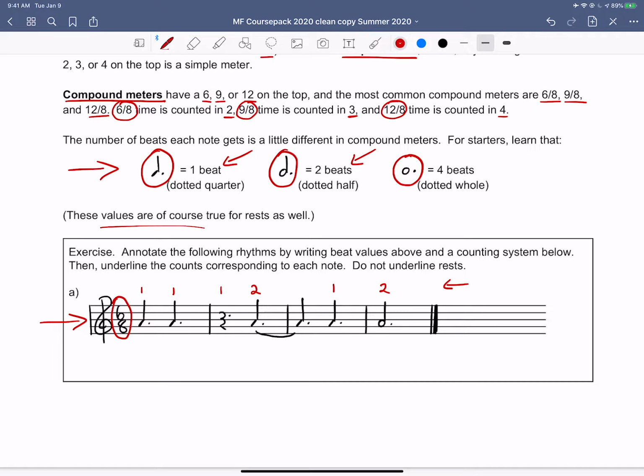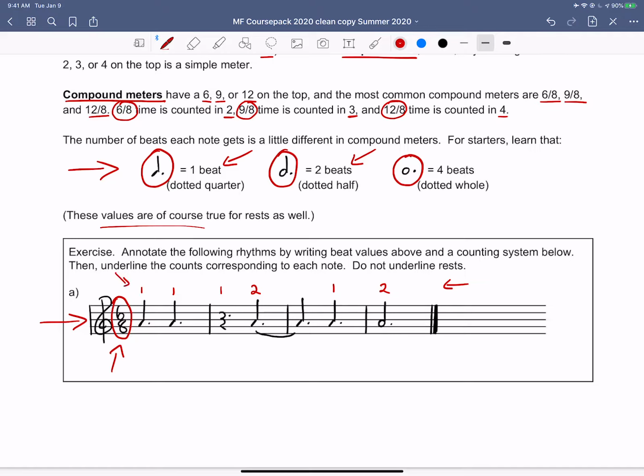So we're just going to count numbers. We don't need to worry about the "and"s or anything fancy like that. Now, given that we are in 6/8 time, remember it's a compound meter, so you take that top number and divide it by 3 to figure out how many beats you're counting per bar. So yes, 6 divided by 3 gives you 2, so you're going to count 2 beats per bar. And that actually makes sense, right?